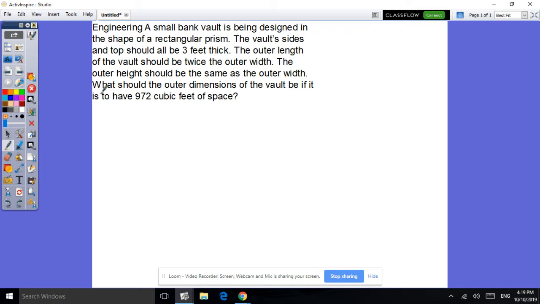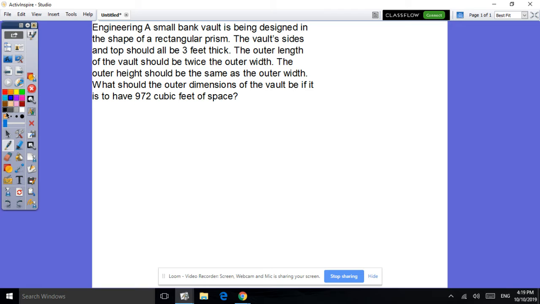I don't know who I'm talking to, but anyway, it says engineering: a small bank vault is being designed in the shape of a rectangular prism. The vault sides and top should be all 3 feet thick. The outer length of the vault should be twice the outer width. The outer height should be the same as the outer width. What should the outer dimensions of the vault be if it is to have 972 cubic feet of space?